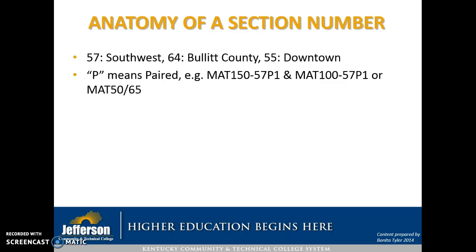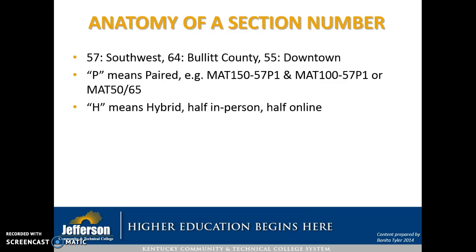If your section number has the letter P, that means that it is paired. So two courses must be taken simultaneously the same semester. For example, our Math 100 and 150 are paired, and also our Math 50 and 65 are paired, and that particular section is for those students who are coming into Jefferson that have tested at the Math 5-5 level.